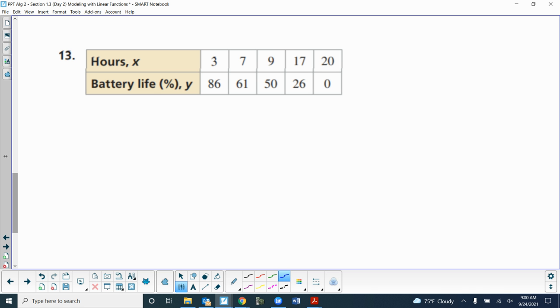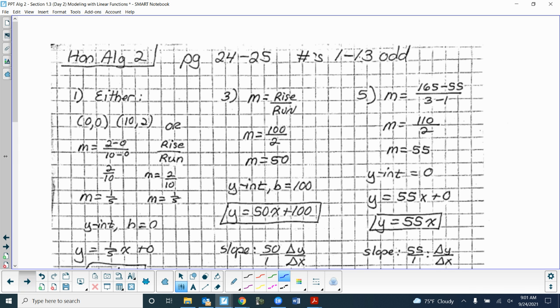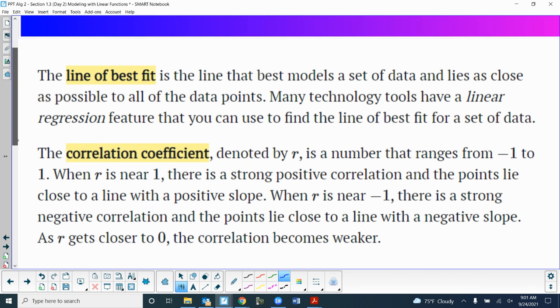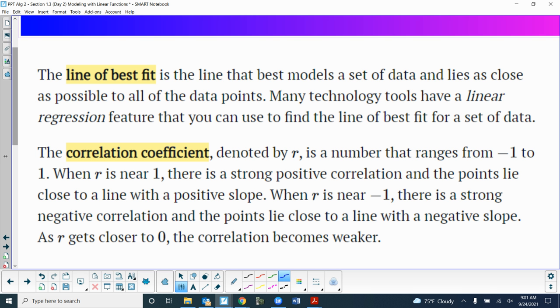So again, these are what we call linear regressions, okay? Because we're looking at or finding equations of lines. So just to go over a few things, there's all the work that you were looking at. All right, so just a quick review here. The line of best fit is the line that best models a set of data and lies as close as possible to all the data points. It says many technology tools have a linear regression feature that you can use to find the line of best fit. So our graphing calculator has this linear regression.